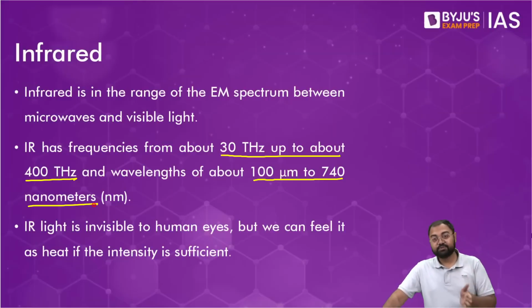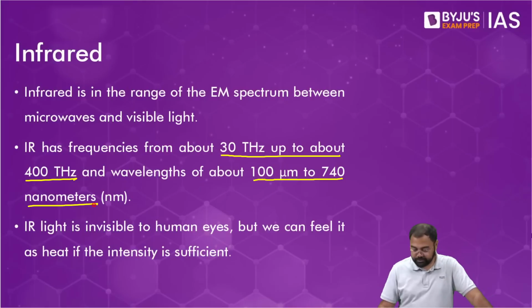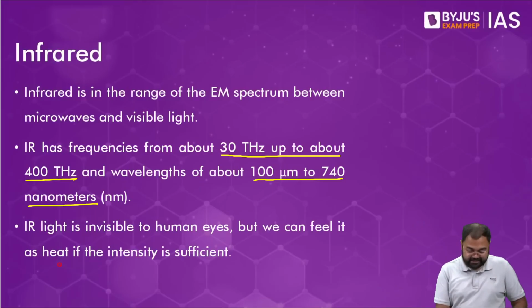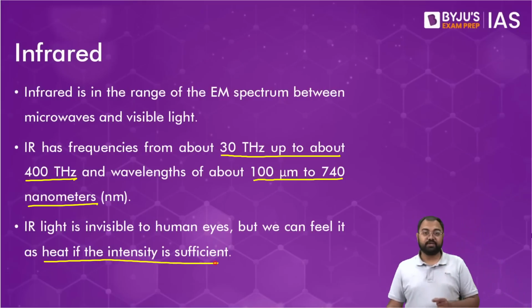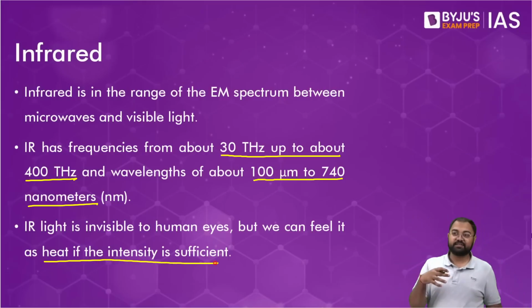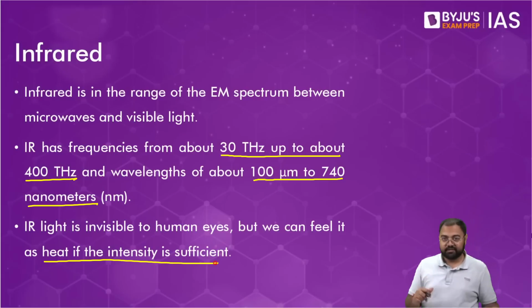Whereas when it comes to visible light, that is one part of the electromagnetic spectrum that our eyes are able to detect, and that's why we are able to see this colorful world, because of the visible light. But infrared obviously is invisible, though we can feel it as heat if the intensity is sufficient. Any source of heat, even if you light a matchstick, the heat that you can feel from it, you can say that infrared is related to it.